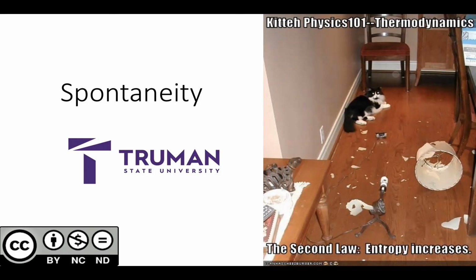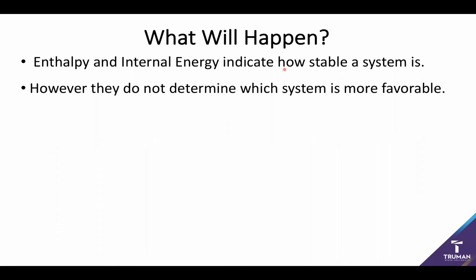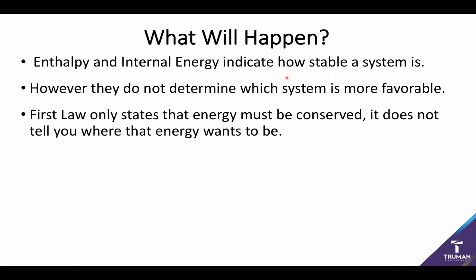So, up until now, we've been focusing a lot on enthalpy and internal energy, which is essentially a measure of where the energy is inside of a system and relatively how stable the system is. But what it's not really telling us is anything about what if I have two states, which one is going to be more favorable? All I can say is which ones are possible, simply based on the first law, knowing that energy has to be conserved. But what I'm not getting any information about is where the energy wants to be and how the systems progress.